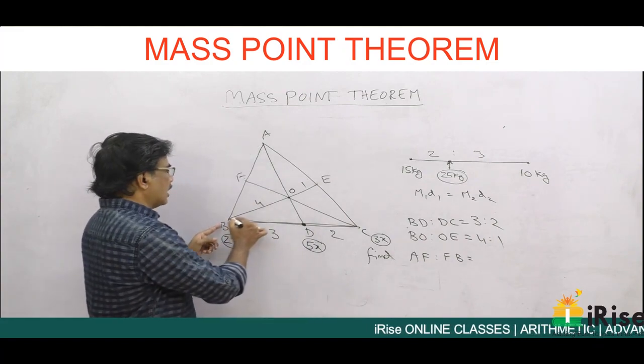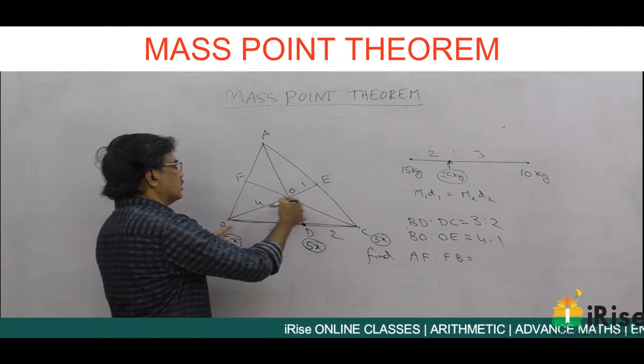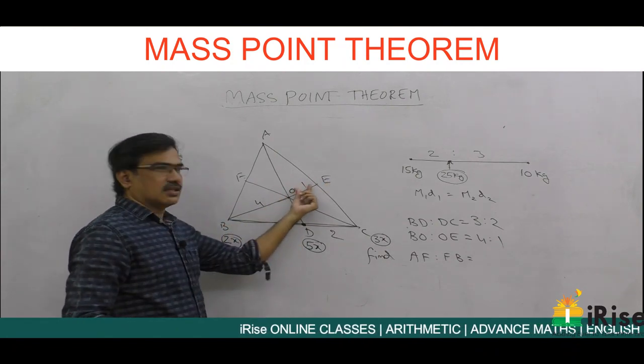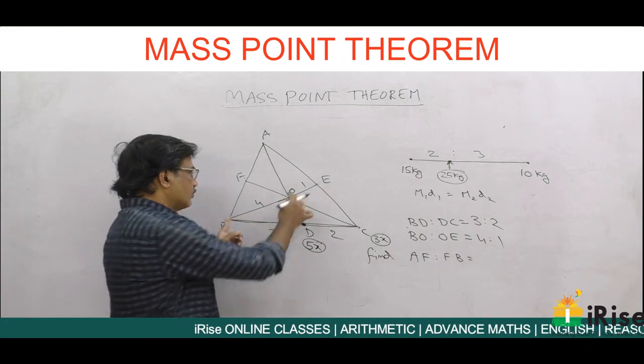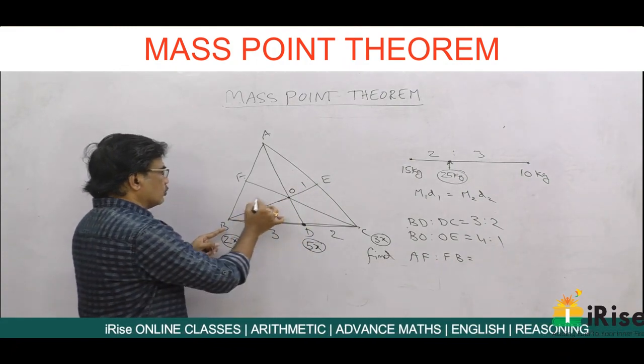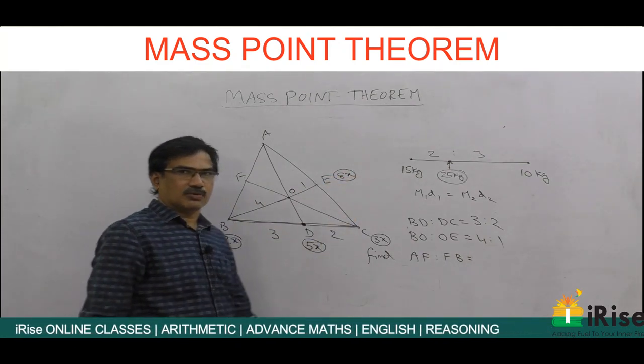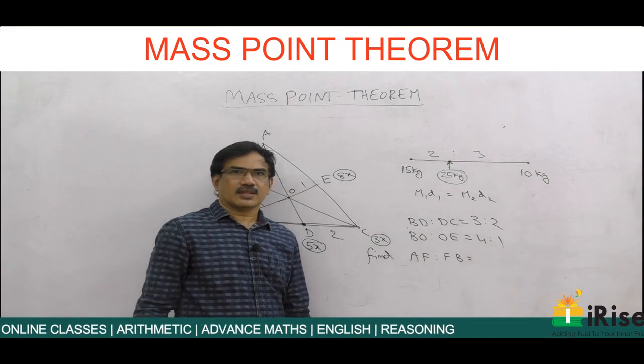And here I want to consider this as a rod. Let this be the balancing point. BO is to OE is equal to 4:1. The distances are in the ratio 4:1. Therefore, the weights are in the ratio 1:4. One part is equal to 2x, 4 parts is equal to 8x. So 8x kg weight acts at this point.